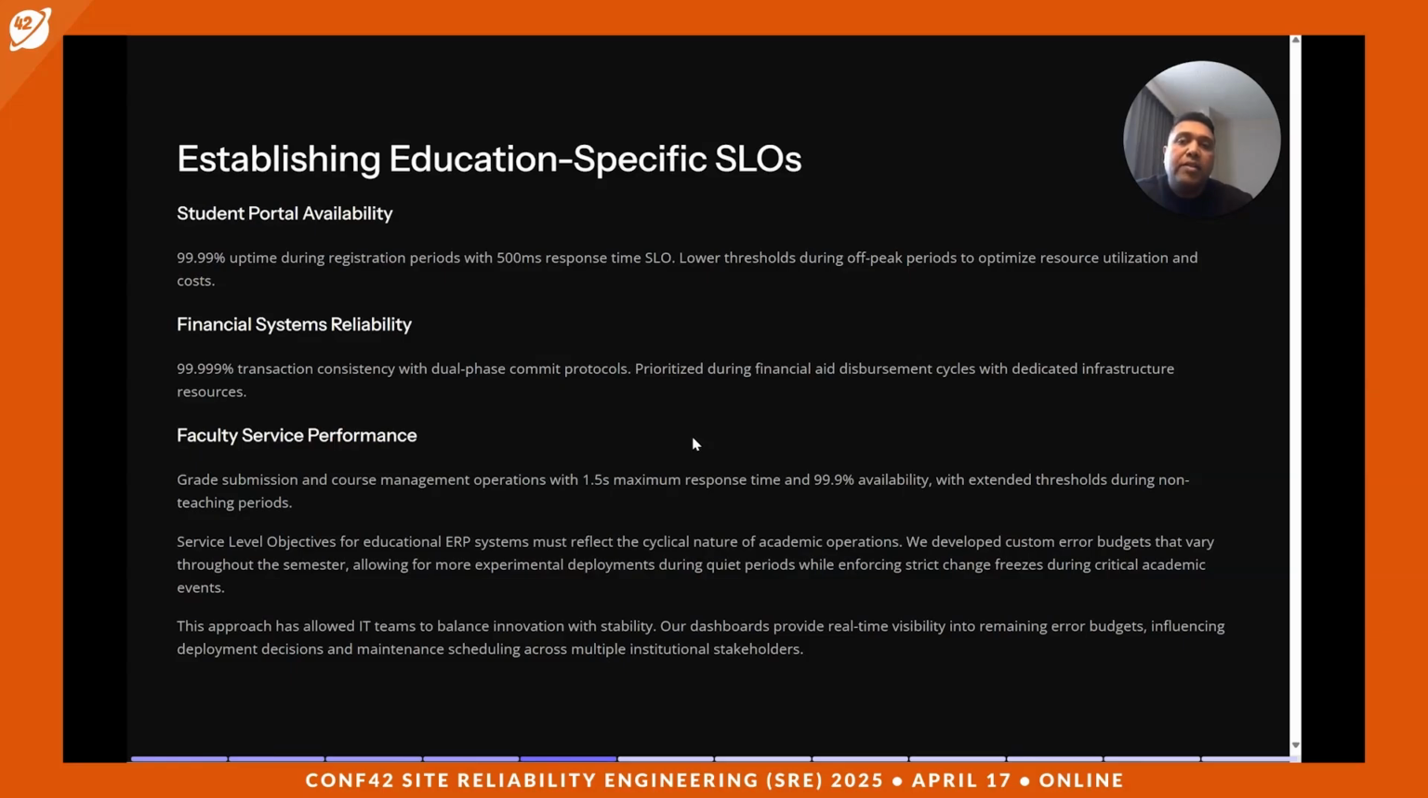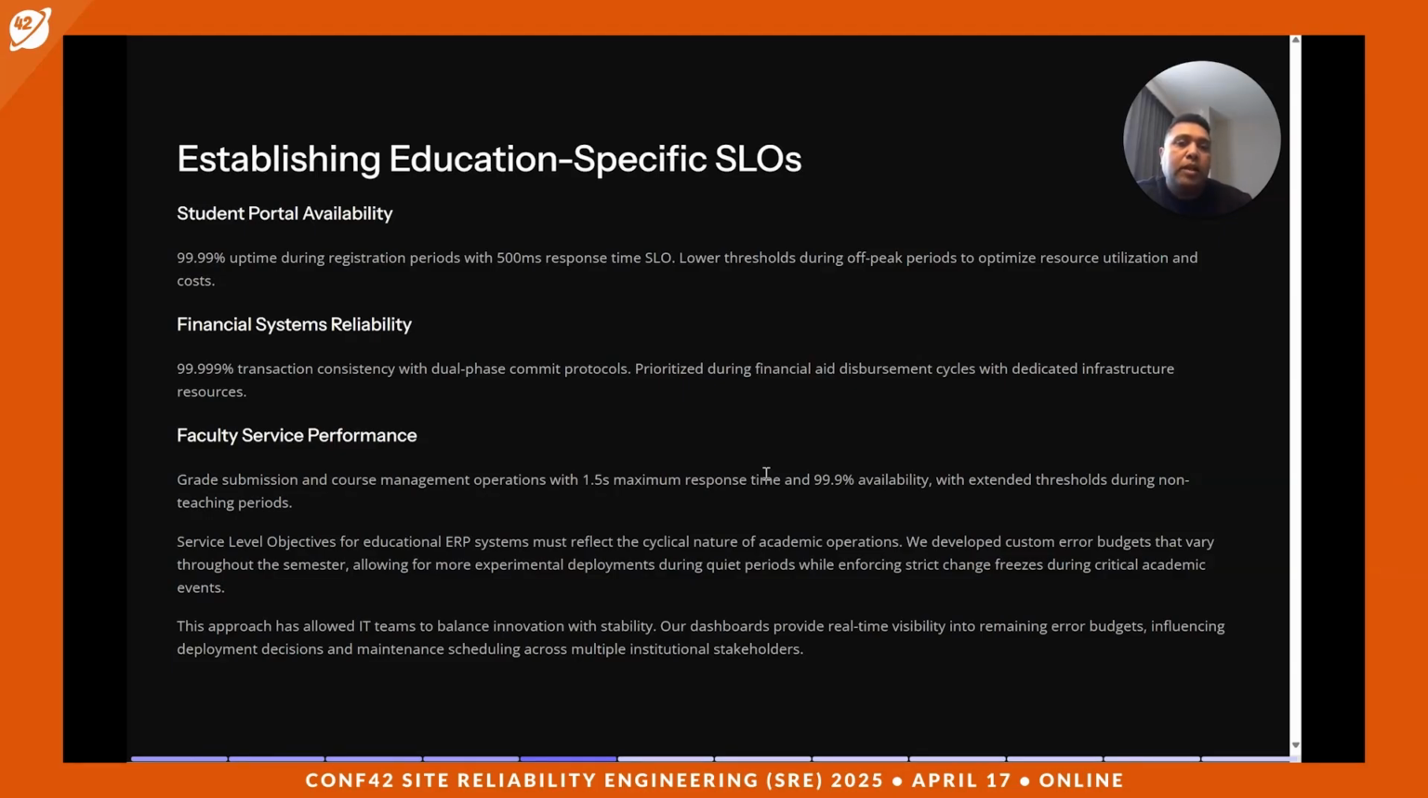The next is faculty service performance. Grade submissions and course management operations with 1.5 seconds maximum response time and 99.9% availability, with extended thresholds during non-teaching periods. Service level objectives for educational ERP systems must reflect the cyclic nature of academic operations. We develop custom error budgets that vary throughout the semester, allowing for more experimental deployments during quiet periods while enforcing strict change freezes during critical academic events.